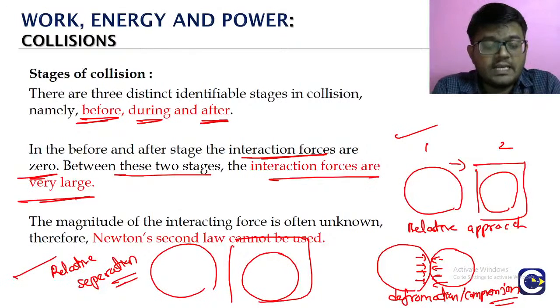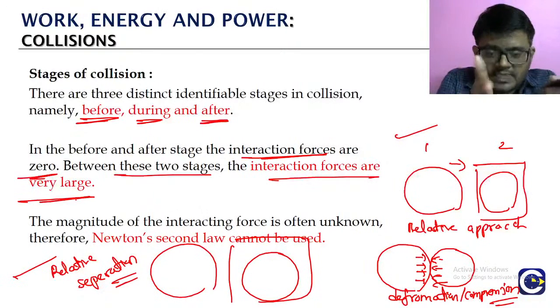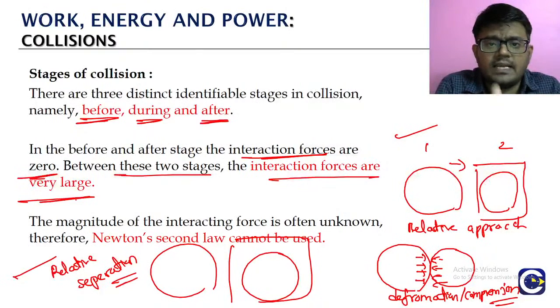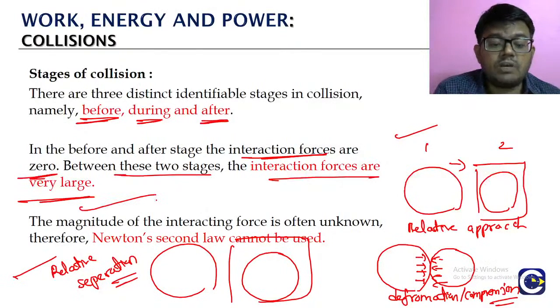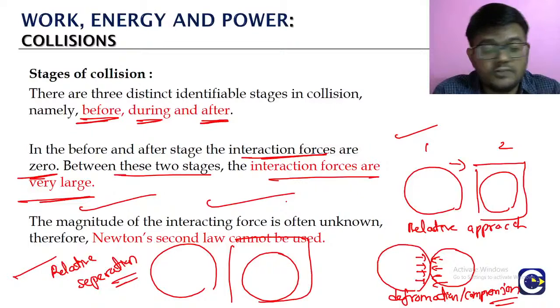Because there are limitations in finding out the actual collision time. There is a before process and an after process. So during the actual collision, the collision time will be a very small time value, and there are limitations in finding that time. So we will not be able to find the actual magnitude of this interaction force.